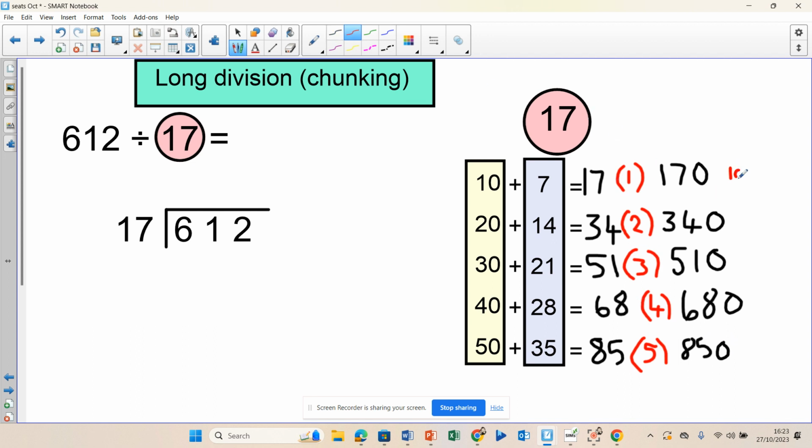So that's 10 lots of 17, so you put your 10 to the side. 20 lots of 17, put your 20 to the side. 30 lots of 17, so put your 30 to the side. 40 lots of 17, and then 50 lots of 17.